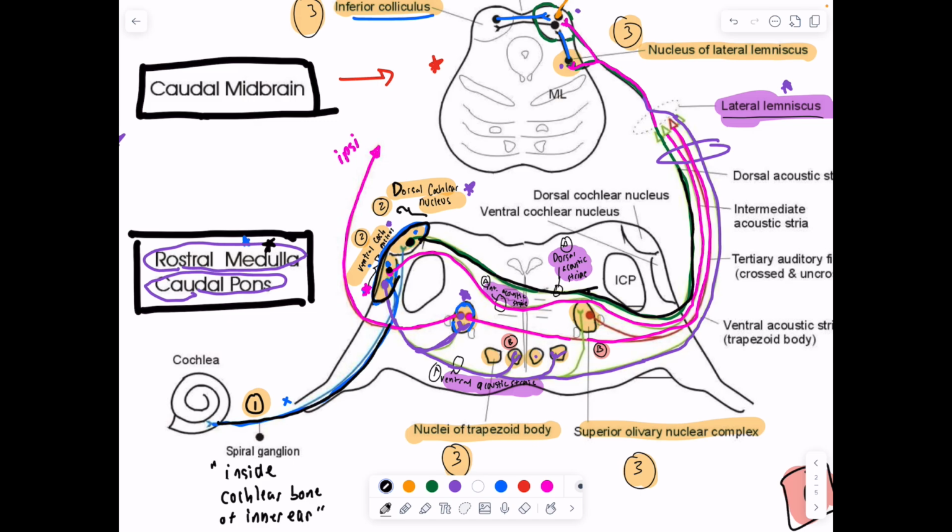Then you also have the ventral cochlear nucleus, which sends off an intermediate acoustic striae, which again just goes straight up, not super exciting. But the really interesting one is the one from the ventral cochlear nucleus that sends to the olivary nucleus, which will take data directly from the cochlea. And then we also have paths to these trapezoidal bodies, and then that will continue along as the lateral lemniscus.